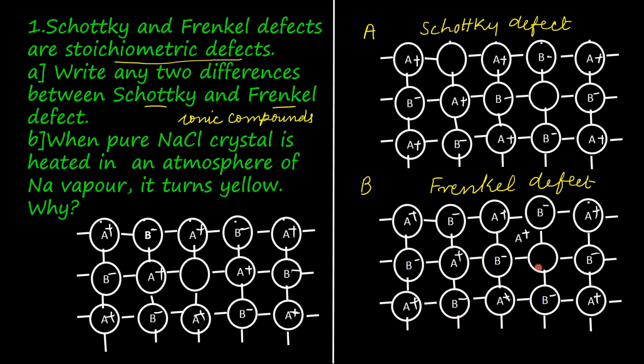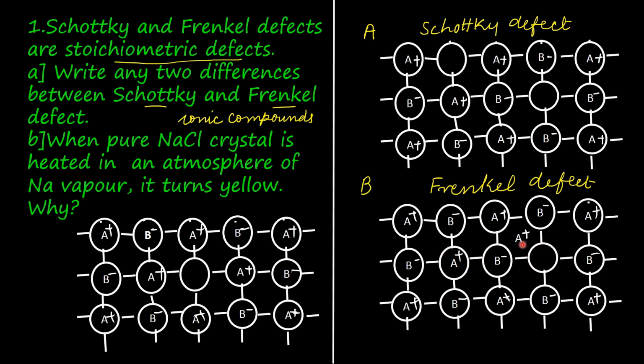Frenkel defect is similar to interstitial defect in non-ionic compounds. Density is not affected by this defect. Due to the defect, the negative ion and positive ion come closer to each other, as a result of which the dielectric constant of the substance increases. This defect is exhibited by such ionic compounds where the cation is much smaller than the anion.